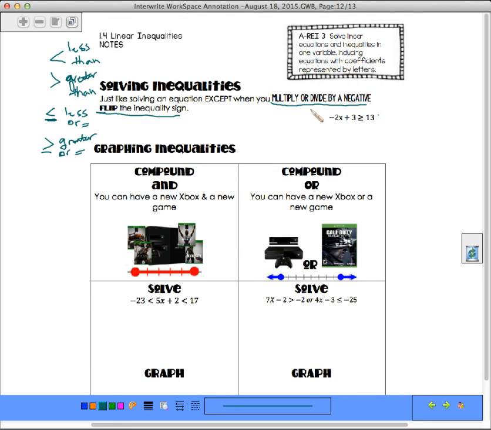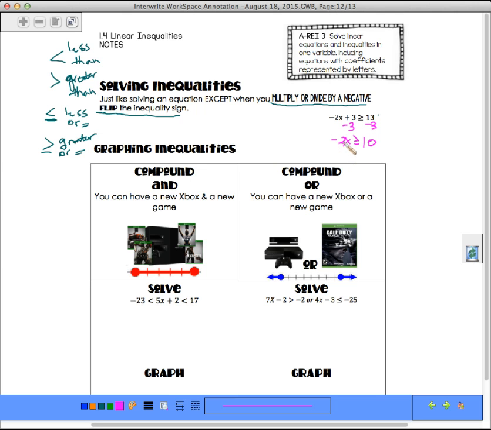So here we have negative 2x plus 3 is greater than or equal to 13. So to solve that just like an equation, you can draw your line here if it helps. If it doesn't help, then don't draw it. But we need to find our x. Here's our x. We need to get rid of the plus 3. To get rid of the plus 3, we subtract 3. Now we're left with negative 2x is greater than or equal to 10.